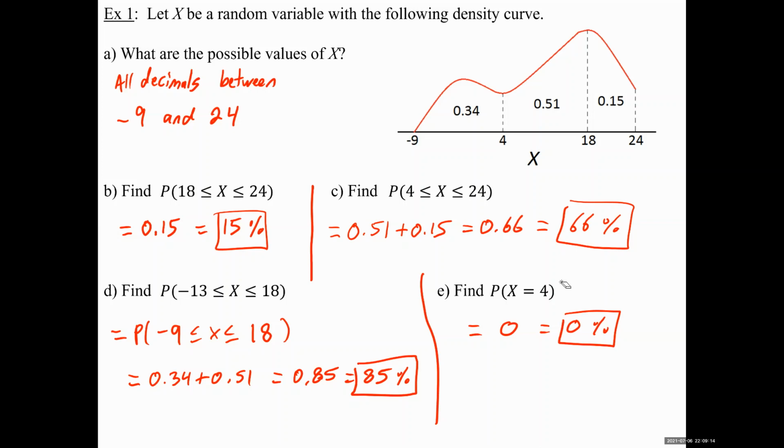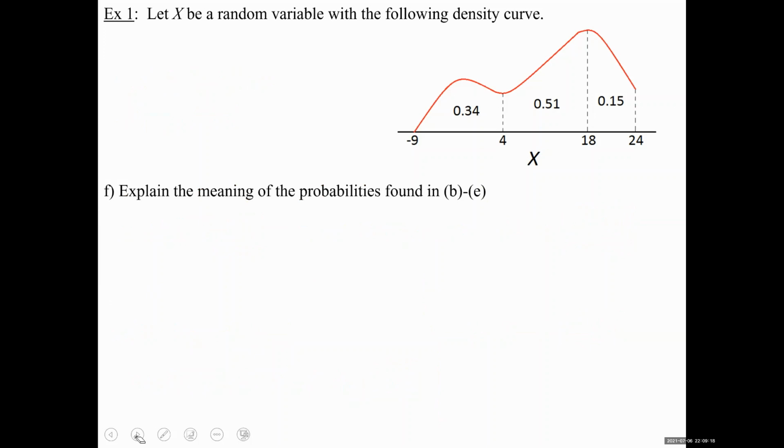Okay, so we have to explain the meanings of these probabilities. Part F says, explain the meaning of the probabilities found in parts B through E. I'm going to write down the first one, and then I'm just going to say the rest of them. The first one, part B, probability that we draw a number between 18 and 24. This probability was 15%. I'll write this one out.